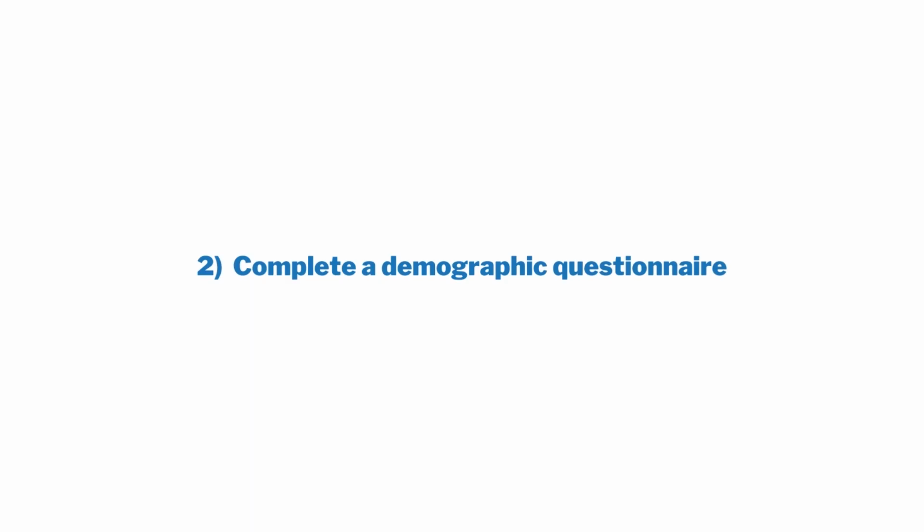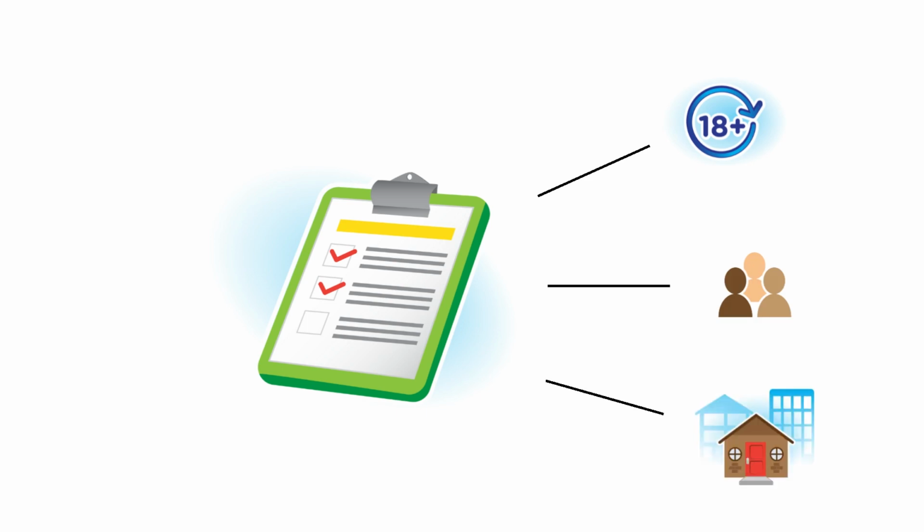2. We would ask you to complete a demographic questionnaire, which is a short survey that asks you questions about things like your age, race, and neighborhood characteristics, so we can understand what might increase or decrease someone's chances of becoming infected with COVID-19.